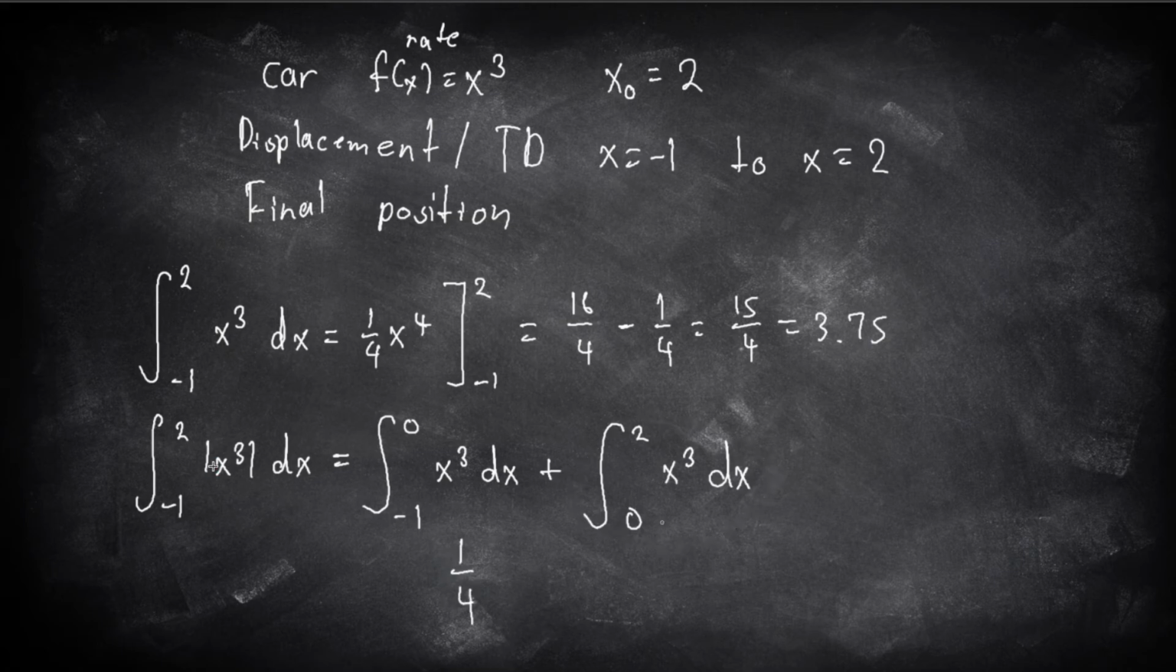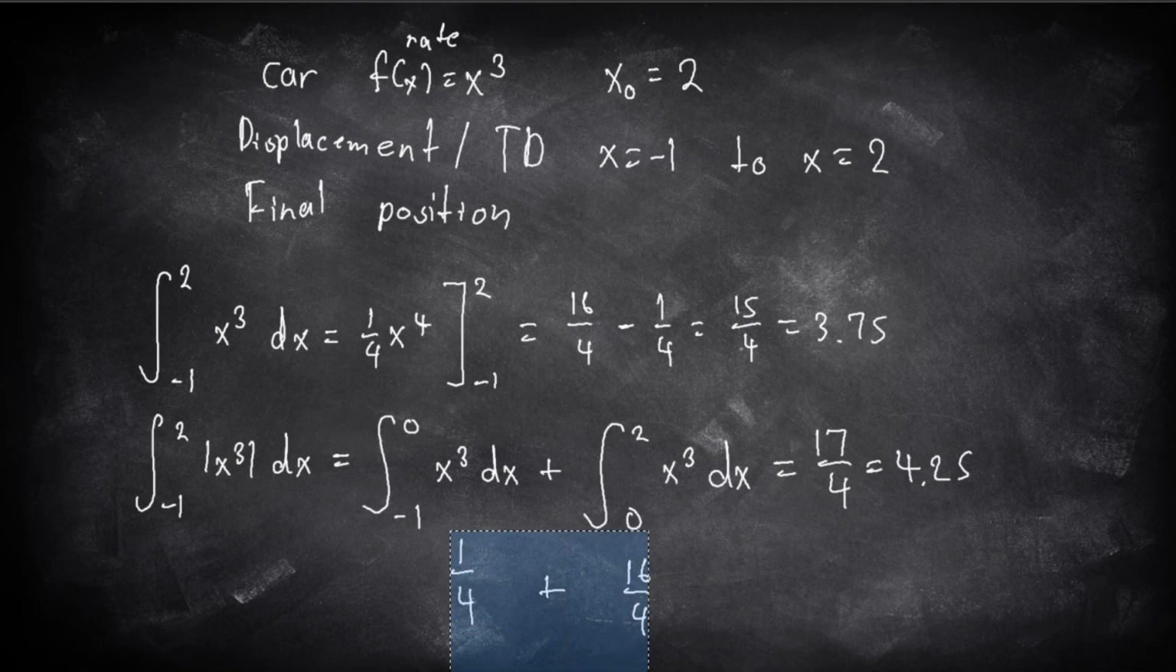Now for this area, plug in 2 into our integral, so that's 16 over 4. Plug in 0, that's just 0. So we have 1 over 4 plus 16 over 4. That means our total distance is 17 over 4, which is 4.25.